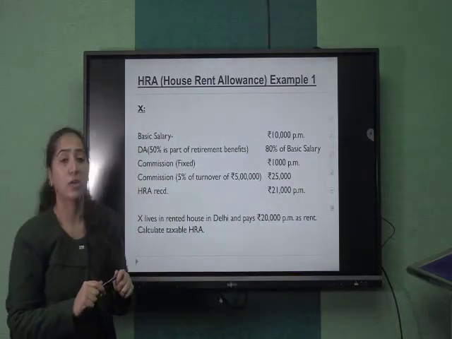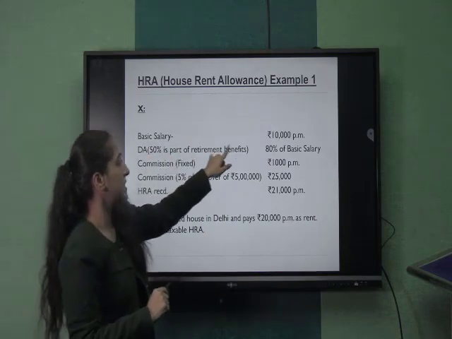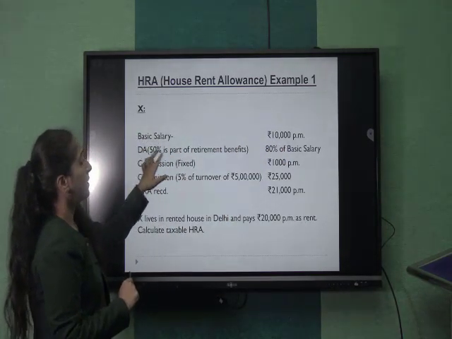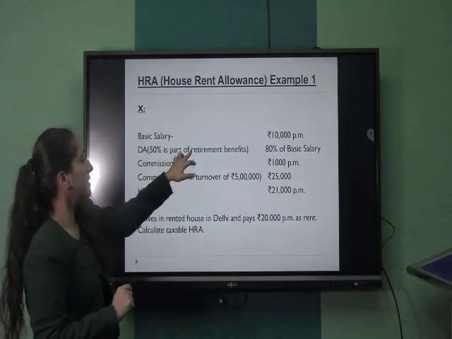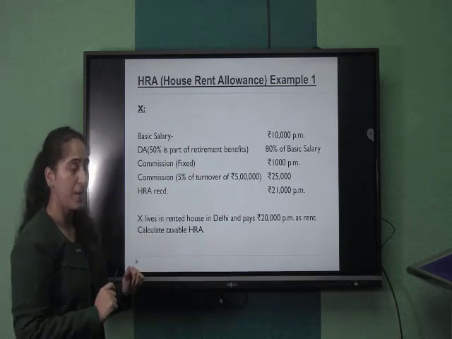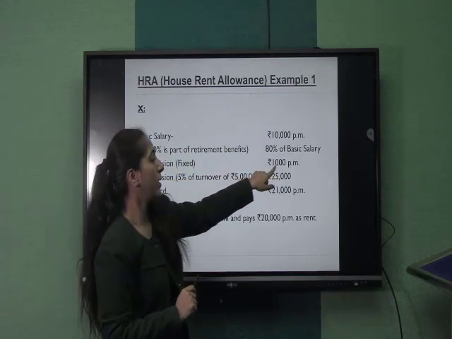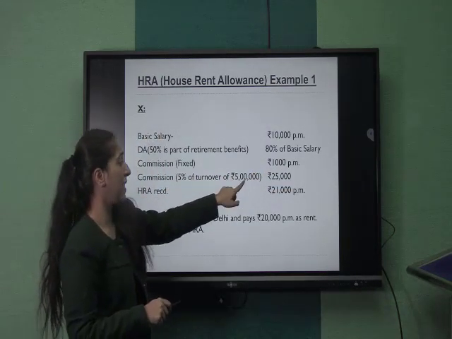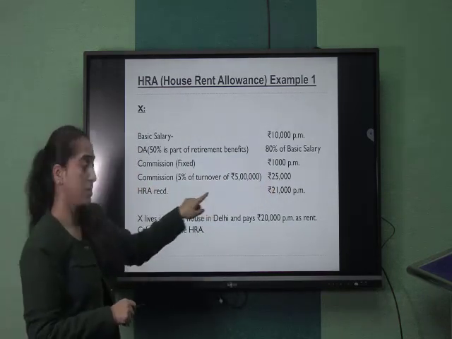Now let us have a look at this question. In the first question, we are given that basic salary is 10,000 per month. DA is 80% of the basic salary, but 50% is part of retirement benefits. Secondly, we are given commission which is fixed 1,000 per month. Commission 5% of the turnover of 5 lakh, which comes out to be 25,000. So this is the one which is in percentage.